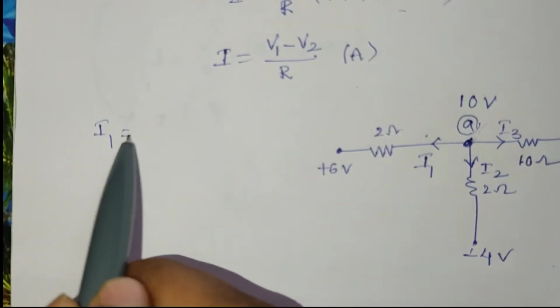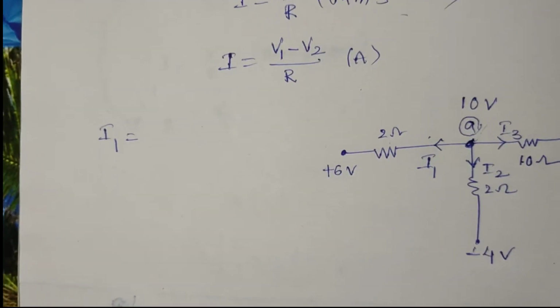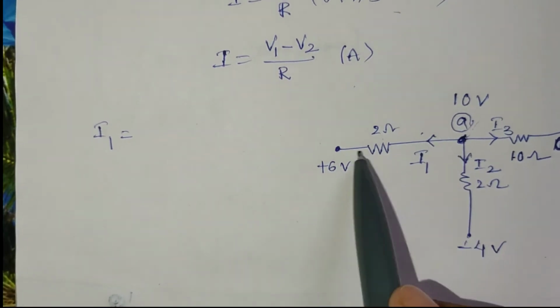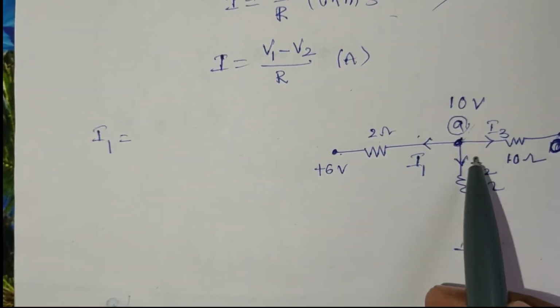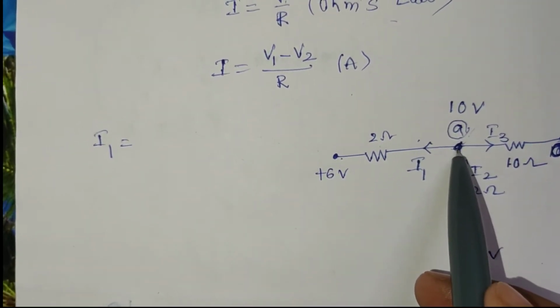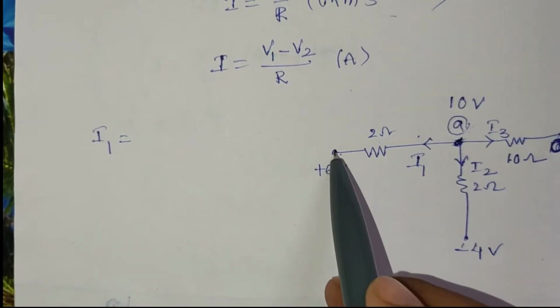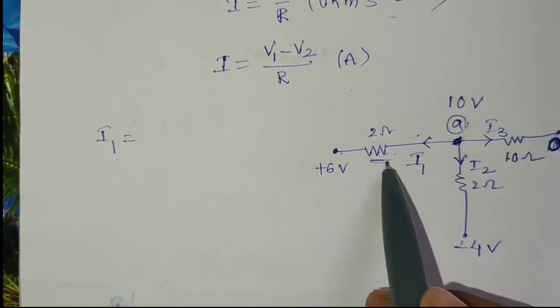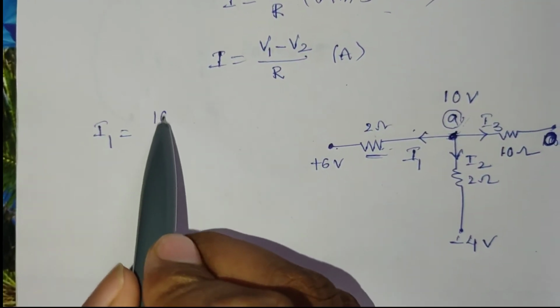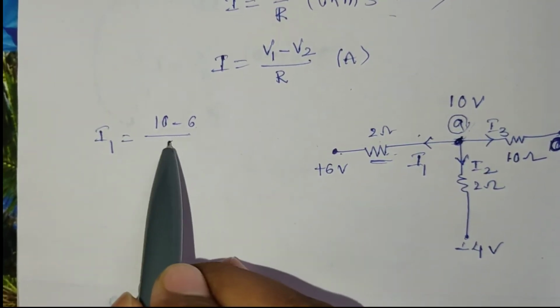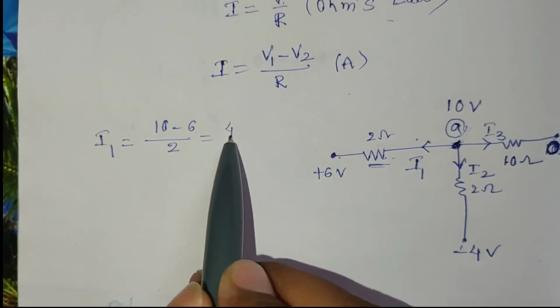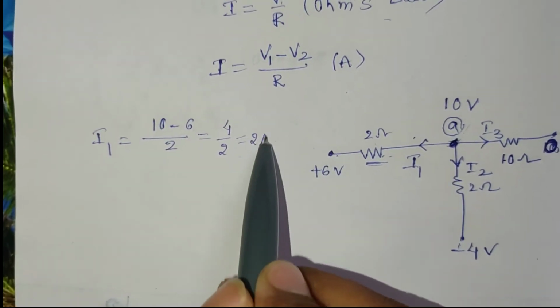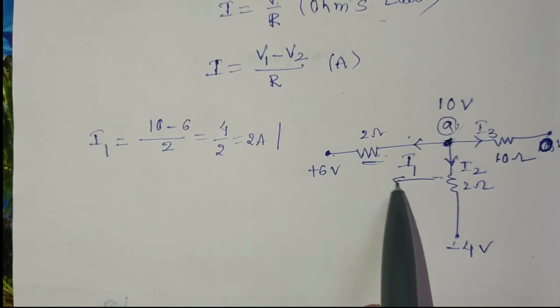I1 is leaving from node A and going towards 6 volts. That means the terminal voltage at this node is 10 volts and the voltage at this terminal is 6 volts. So we can write the current through this 2 ohm resistor as I1 equals 10 volts minus 6 volts by 2 ohms. That will be 4 by 2, which is 2 amperes. So the current I1 is 2 amperes.